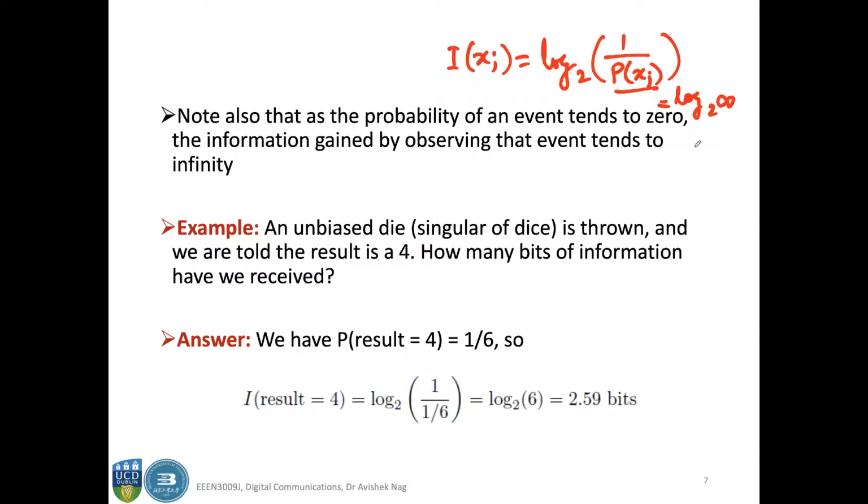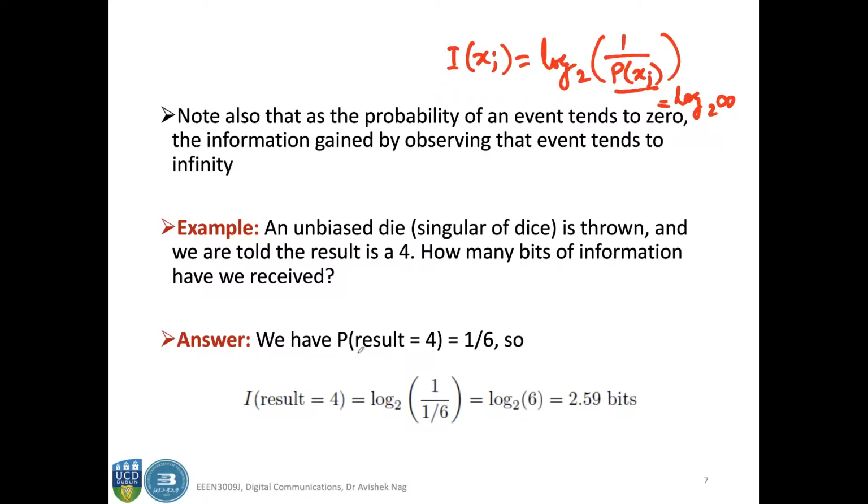So let's take an example. Let's say an unbiased die is thrown, and we are told the result is a 4. How many bits of information have we received? Okay, so this is a very classic example which will demonstrate the information theory concepts and the probability concepts. So as long as an event can be defined with a certain probability, we can find out, or we can quantify, the information conveyed by that.